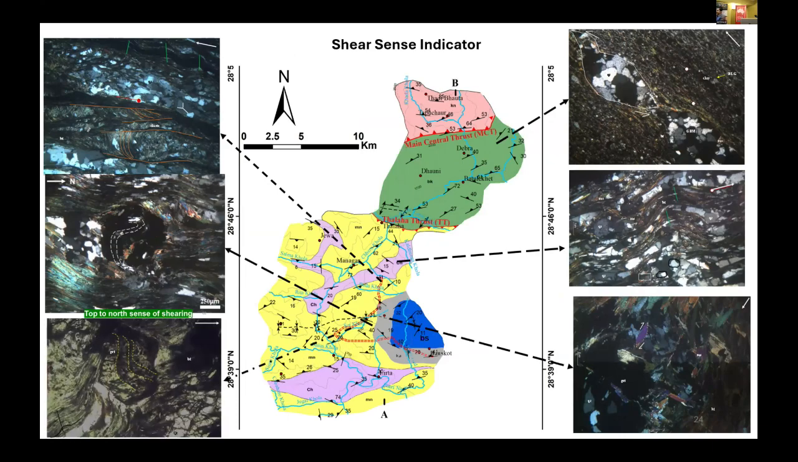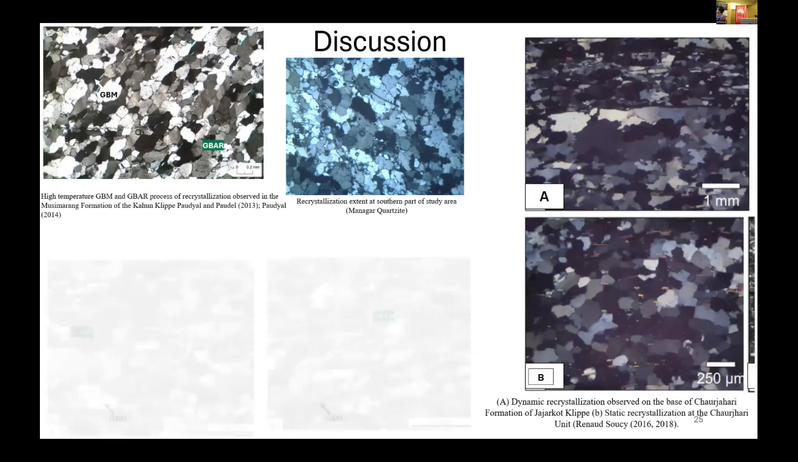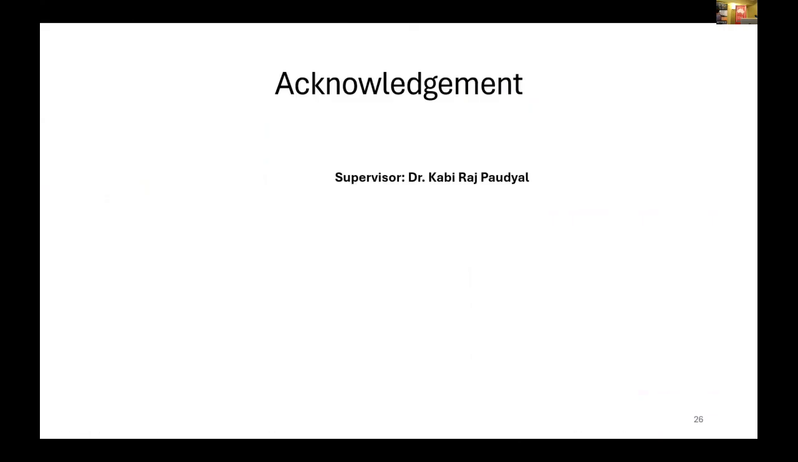There are many shear sense indicators like asymmetric quartz boudins, mica fish, shear band cleavage, and orientation of garnet inclusions, most of which represent a top to south sense of shearing, indicating the tectonic block moved from north to the south. We also compared the recrystallization observed at the southern part of the study area with other thrust sheets of Higher Himalayan affinity. We also found similar nature of recrystallization.